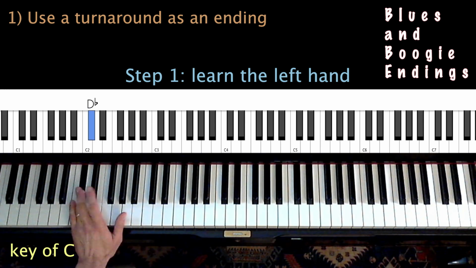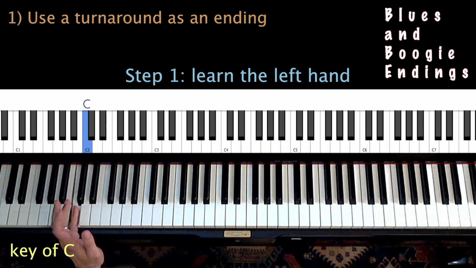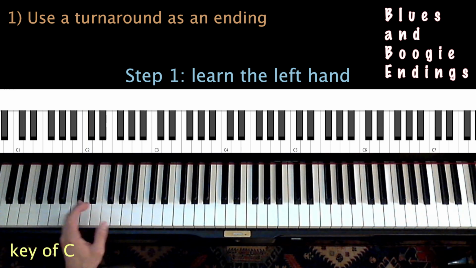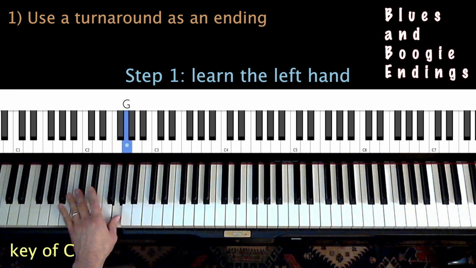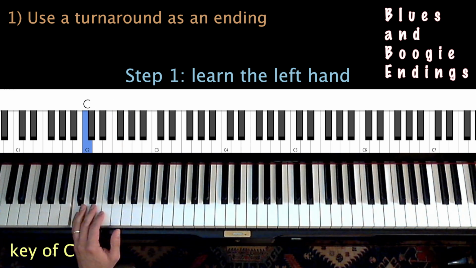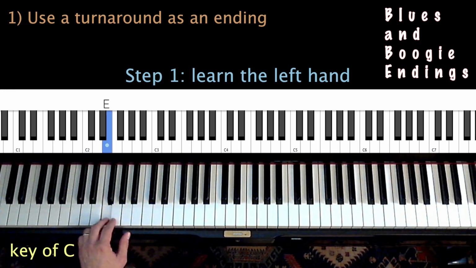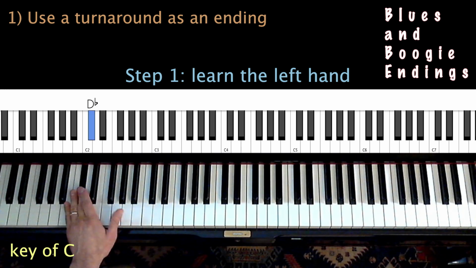And then C sharp, C. In time, we got 2, 3, 4, 1. So you see there's a little break between the G and the C sharp. 1, 2, 3, 4, 1, 2, and.